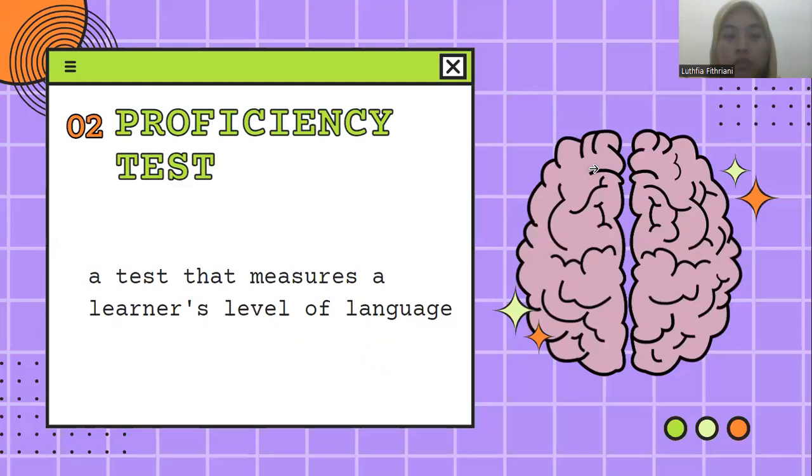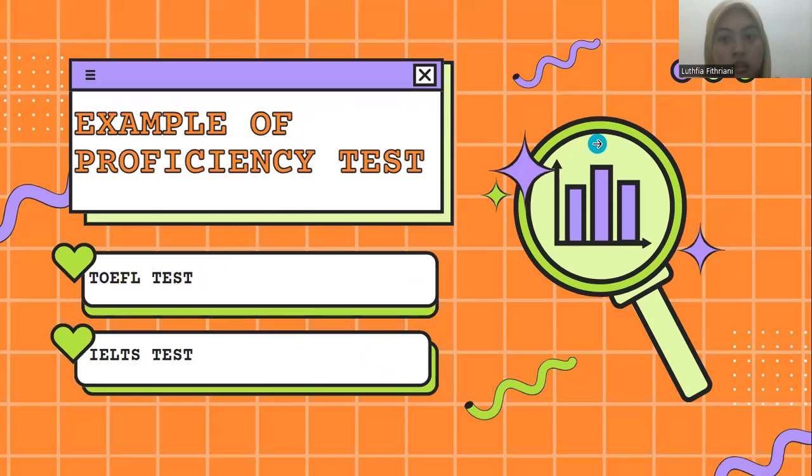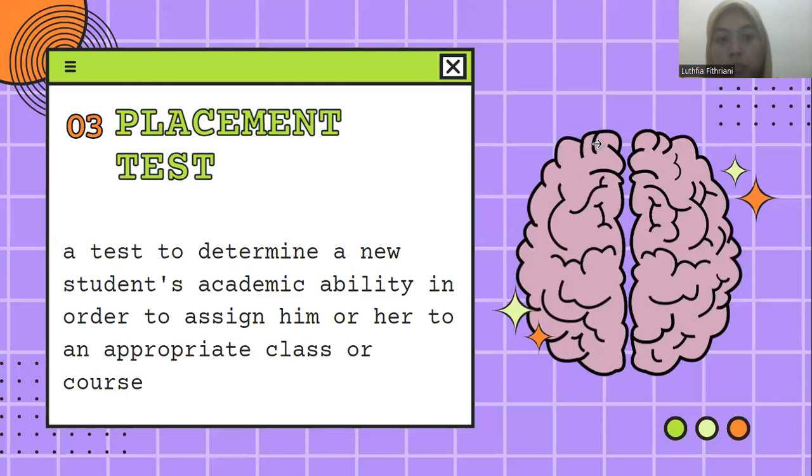The second type of test is the proficiency test. A proficiency test is a test that measures a student's level of language. For example, the TOEFL test and the IELTS test. The third is the placement test. A placement test is a test to determine a new student's academic ability in order to assign him or her to an appropriate class or course.